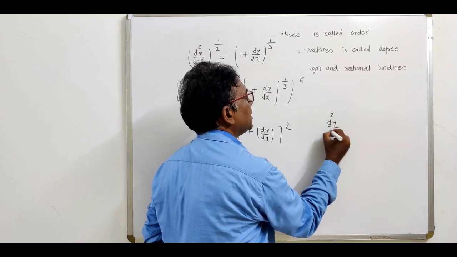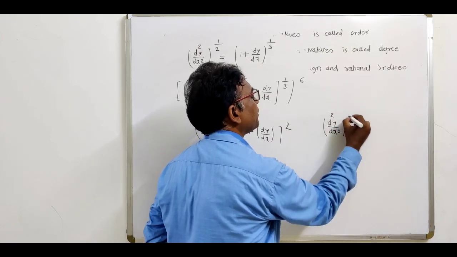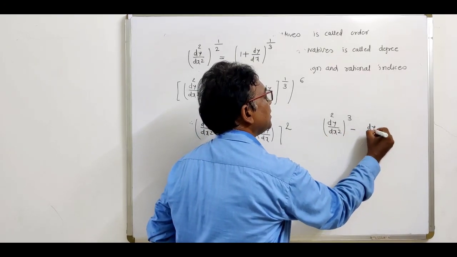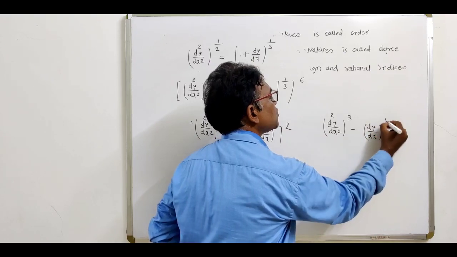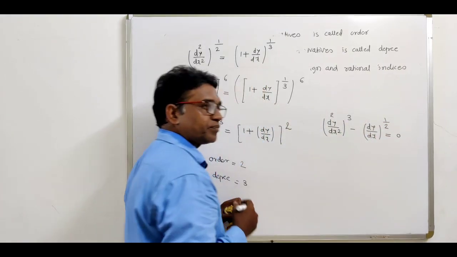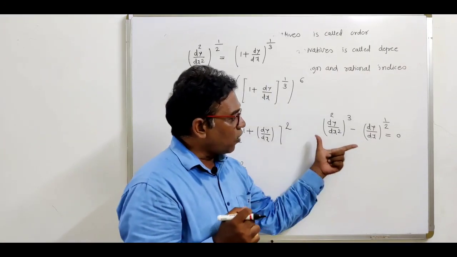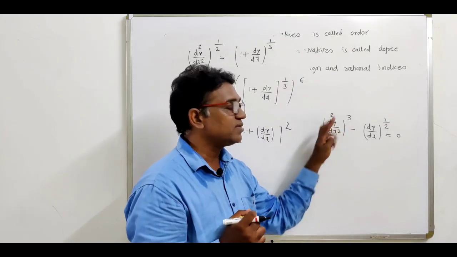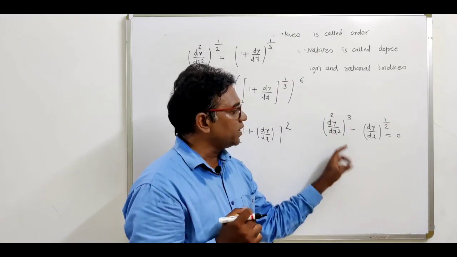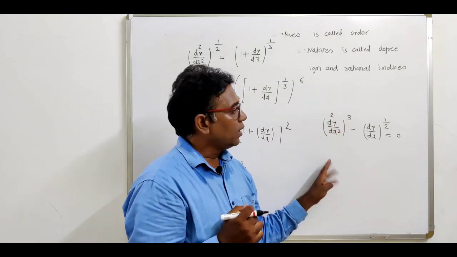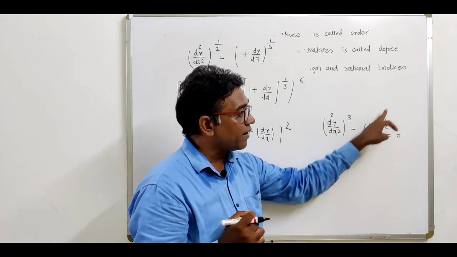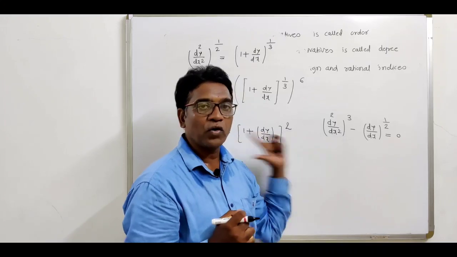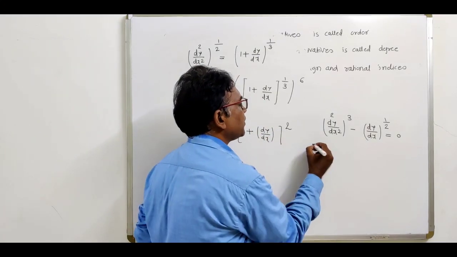Find out the degree and order of this differential equation: d square y by dx square bracket cube minus dy by dx bracket raised to 1/2 is equal to 0. Now if you observe this differential equation, what is the highest order derivative? D square y by dx square is the highest order. So obviously the order of the differential equation is 2. But this differential equation contains the rational number 1/2. So first of all, convert this differential equation into polynomial form. So just simplify this differential equation.